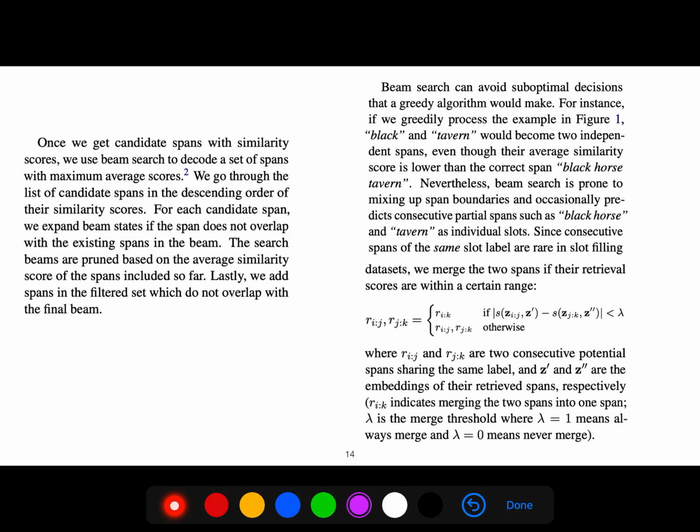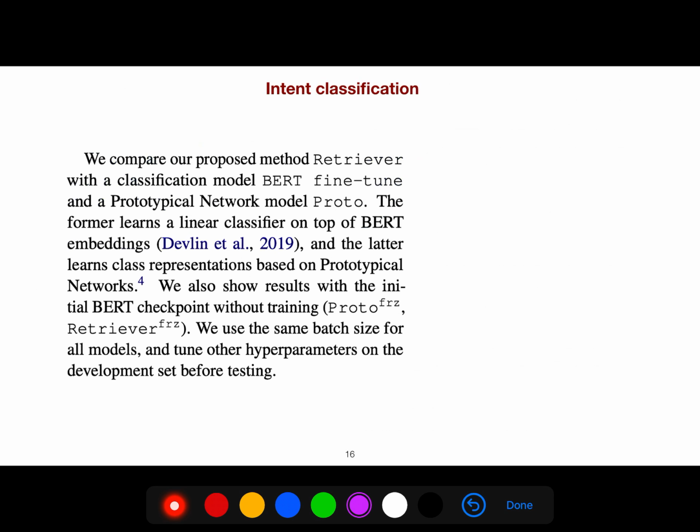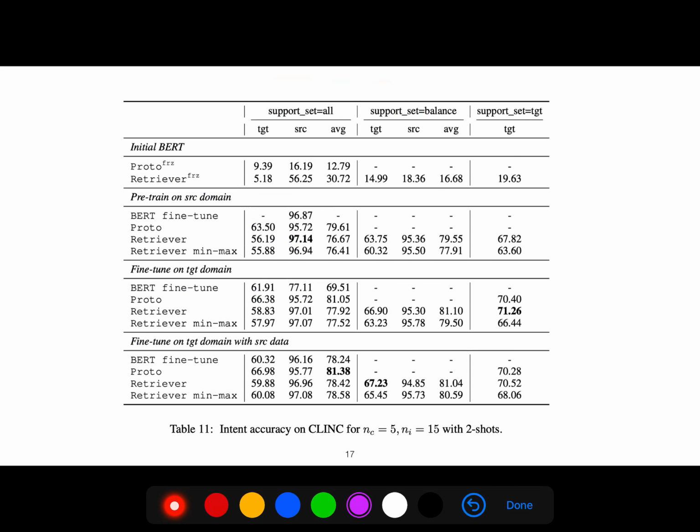Another thing that is not relevant to human brain is this beam search algorithm. It's very artificial. Our human brain does not do such things. So we should replace it with better paradigms. And beam search can avoid suboptimal decisions that a greedy algorithm would make. And they do use the CLINC intent classification dataset. And this is the comparison on this dataset.